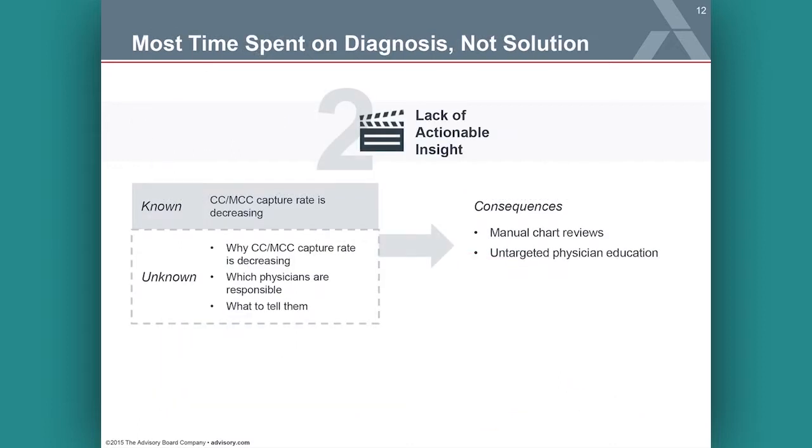The next example that I'll share with you to bring to light this lack of actionable insight problem are two different things. One goes back to the CDI challenge. We were talking with the CDI team, and they were worried, actually, that their CC-MCC capture rate was decreasing, and they wanted to know why. And they wanted to know which physicians were responsible and what they should do about it.